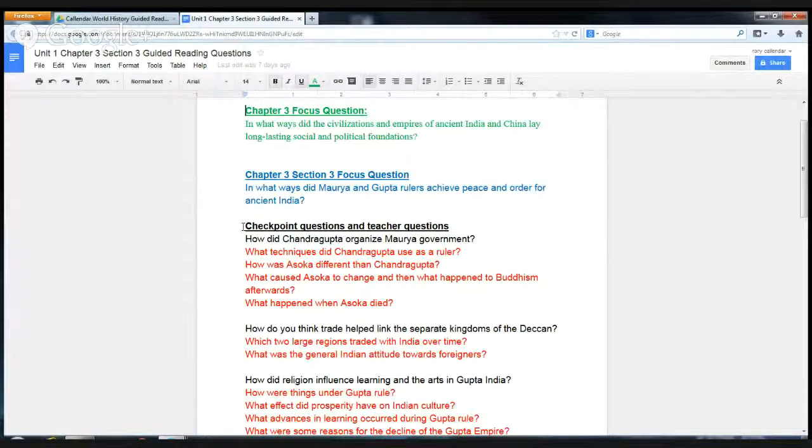The first checkpoint question is, how did Chandragupta organize Maurya government? And as you're reading, you should look for, in order, the following questions. So here we go. Remember, push pause after each question, find the answer, and then come back to push play for the next one. So to begin with, what techniques did Chandragupta use as a ruler?